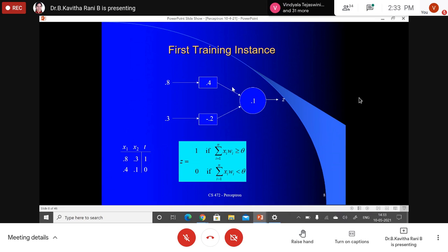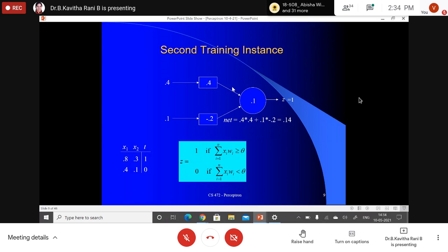Here our threshold value is 0.1. If the value is greater than 0, then we will get z is equal to 1. If the value is less than 0, meaning we got a negative value, then we will get z is equal to 0 here. But we are getting z is equal to 1. So this should not be there. So we will repeat this process.